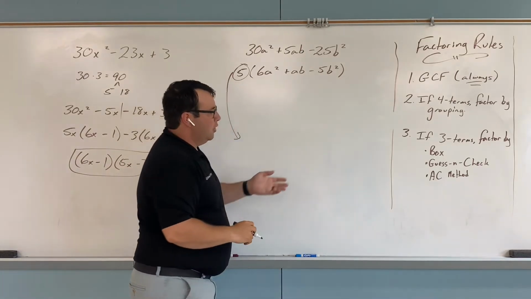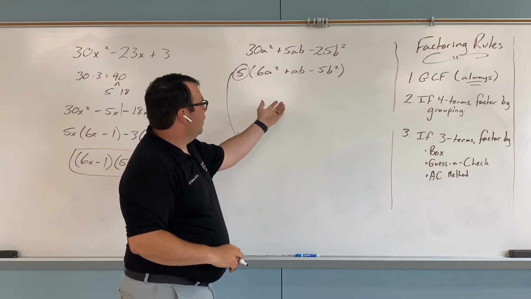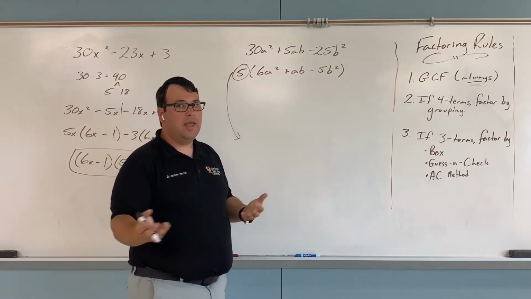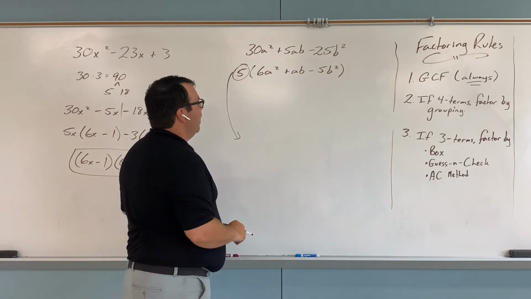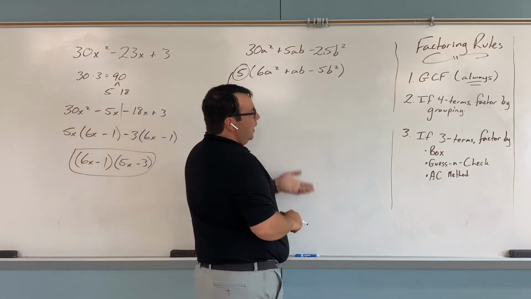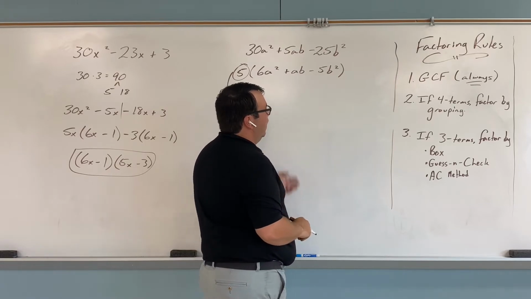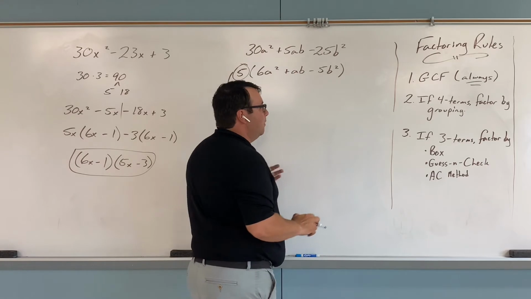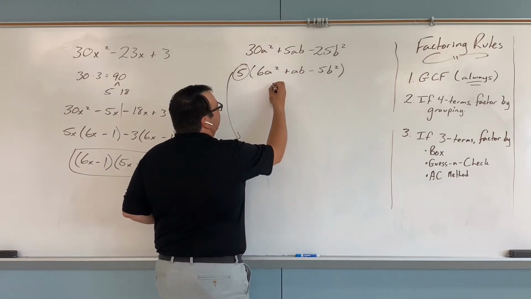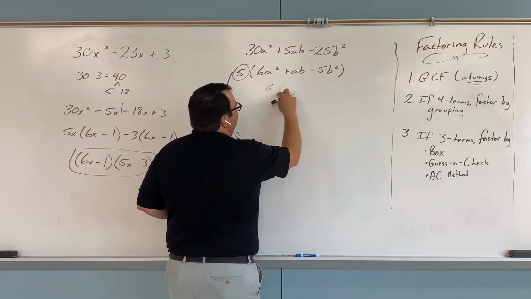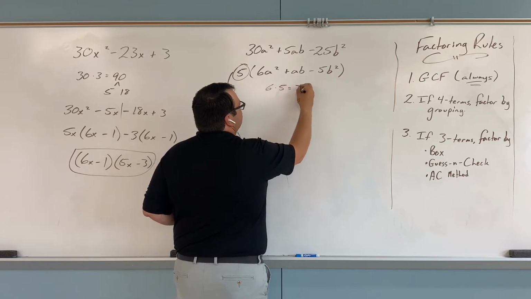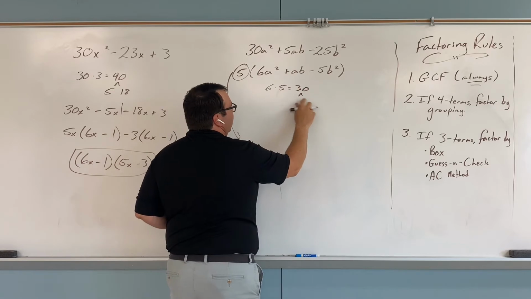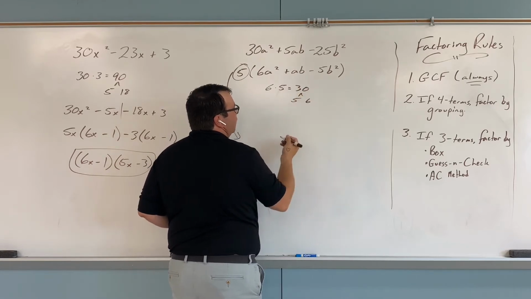At this point, is it 4 terms? No. Is it 3 terms? Yeah, I could use box, guess, and check, or AC. Again, matter of preference. Now, in this particular instance, just because I'm hammering in the AC method, I'm going to use the AC. But again, matter of preference. So I'm going to say 6 times 5, which is 30. I'm looking at factor pairs that would give me 1. From 30, that's 5 and 6.